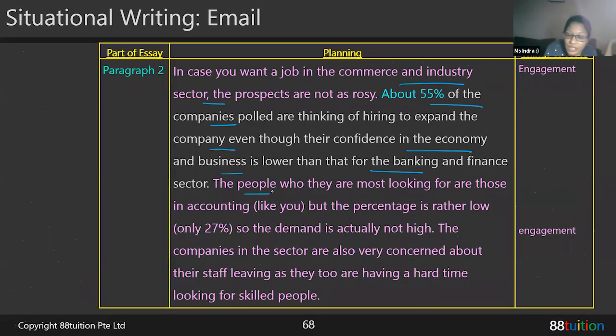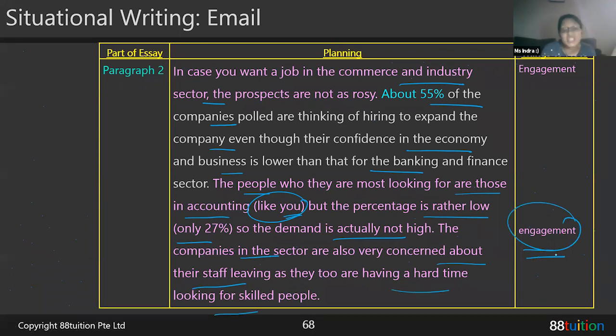The people who they are most looking for are those in accounting like you. That's when you have engagement again, right? But the percentage is rather low, only 27%. So the demand is actually not high. You can tell that students, it's not very highly sought after. The companies in the sector are also very concerned about their staff leaving as they too are having a hard time looking for skilled people.